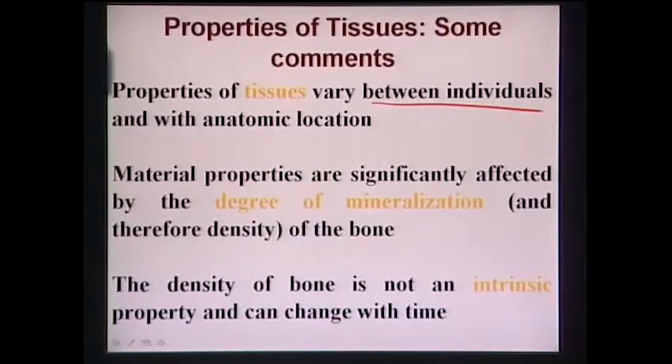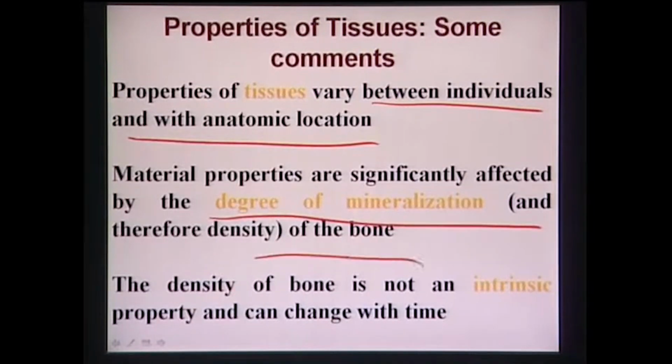Okay. Now, as I was describing just now, some comments have been mentioned here: properties of tissues vary between individuals and with anatomic locations. That is what I just mentioned. Between individuals means two persons of the same age can have different bone properties. Material properties are significantly affected by the degree of mineralization of the bone. Degree of mineralization means the mineral content, the content of the hydroxyapatite in the collagen matrix.